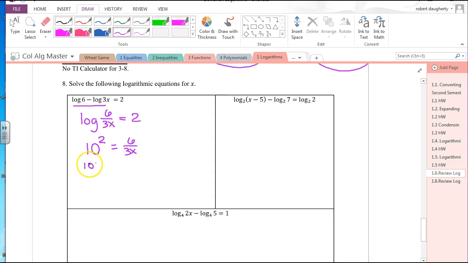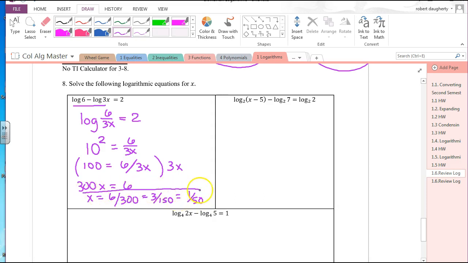So that means that 100 equals 6 divided by 3x. If I multiply both sides of this equation by 3x, I get 300x equals 6. So x is equal to 6 over 300, or what is that, 3 over 150, or 1 over 50. Any of these numbers would be correct.